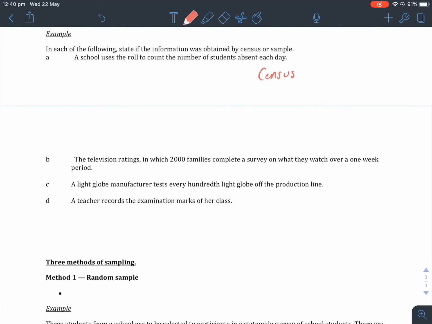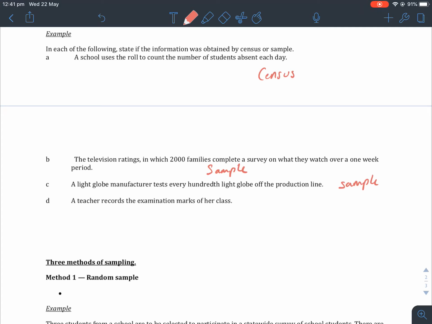B, the television ratings in which 2,000 families complete a survey on what they watch over a 1-week period. Well, we're not asking every single person who watches television, just 2,000 families. So this would be a sample. C, a light globe manufacturer tests every 100th light globe off the production line. So they're only testing every 100th light globe, so that's a sample.